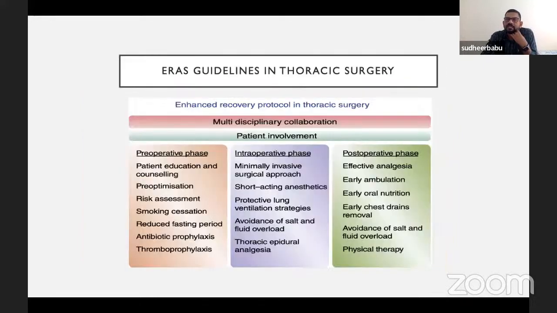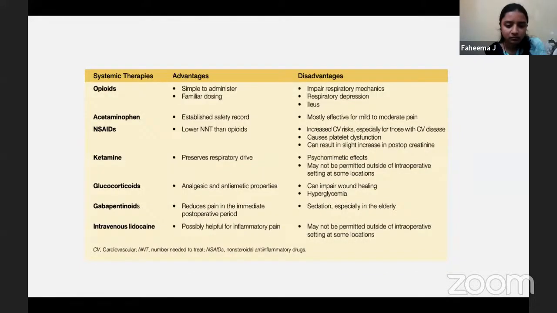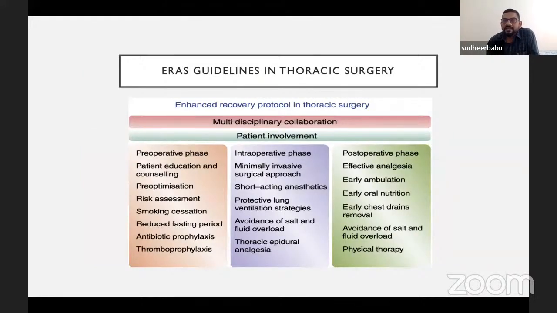Okay. So what is ERAS? Enhanced recovery after surgery protocols. So there are some guidelines even for thoracic surgery also, especially for the intraoperative phase. It is better to use minimally invasive and short-acting anesthetics, protective lung ventilation strategies, and thoracic epidural analgesia. So with all these things, we can recover the patient soon. That is called enhanced recovery, specifically for thoracic surgery.